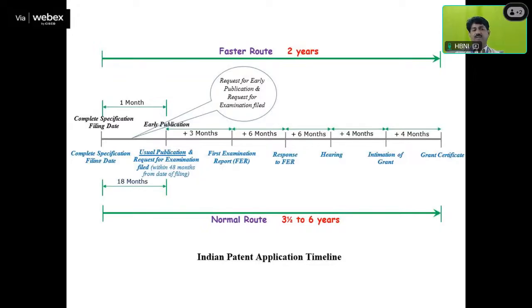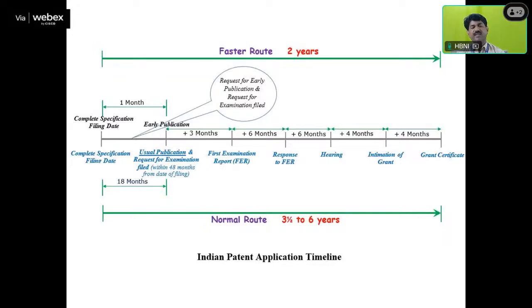But patent has its own benefit. So people go for patent. So we'll just see that in the normal route, first is the complete specification filing date, and next is within 18 months usual publication and request for examination filed within 48 months from the date of filing. And then within 3 months, normally the first examination report is given to the patentee. And then within 3 months, the patentee has to respond to that particular one.